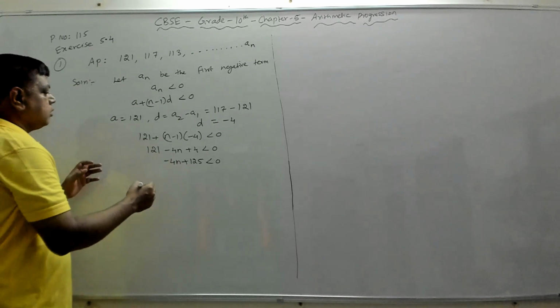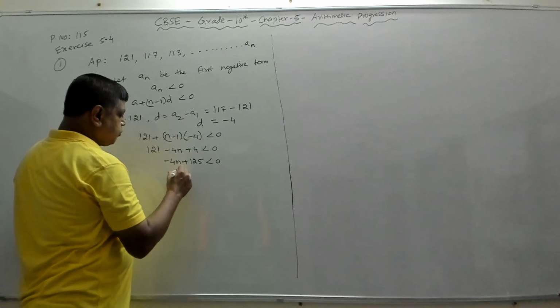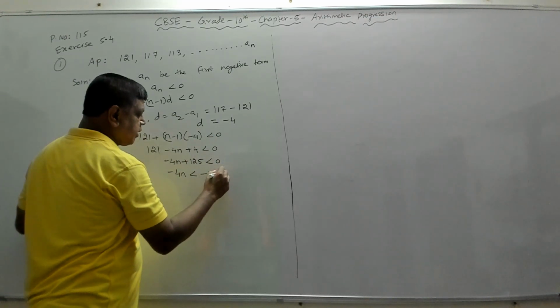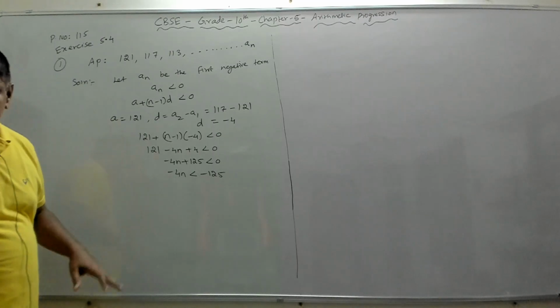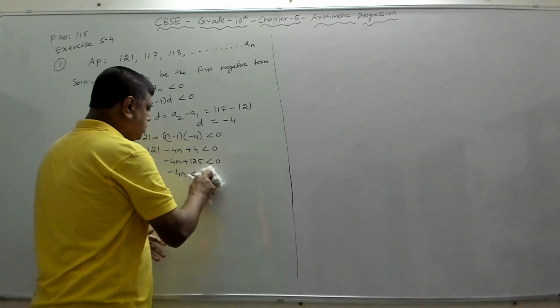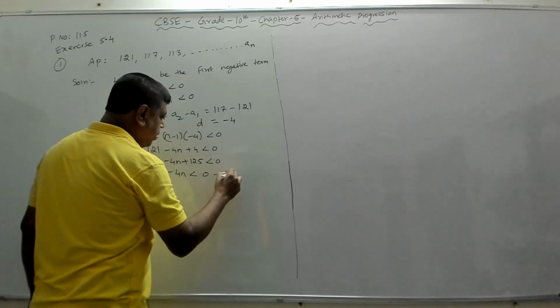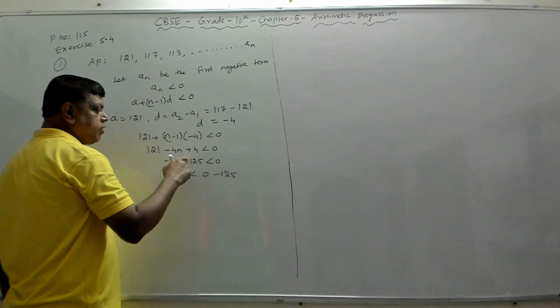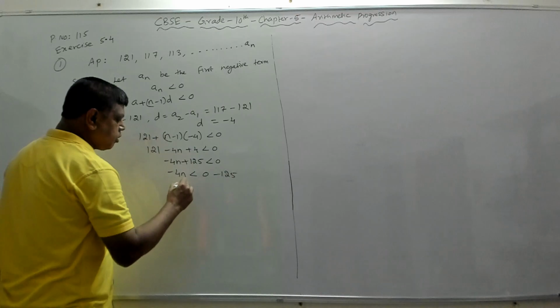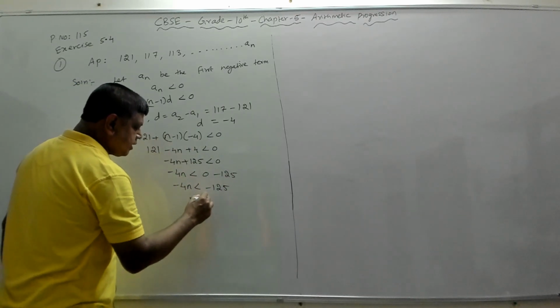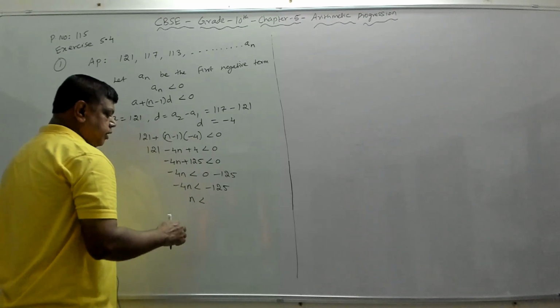Fine. Now, minus 4n is less than, this 125 goes to this side and becomes minus 125. There's a 0 here, and this plus 125 goes to the other side as minus 125. So your minus 4n is less than minus 125, which means your n is less than, right?